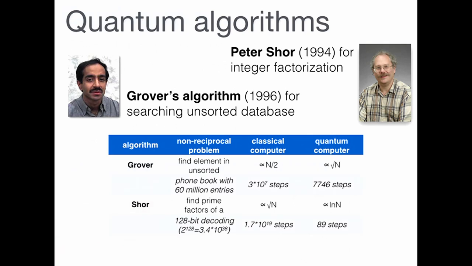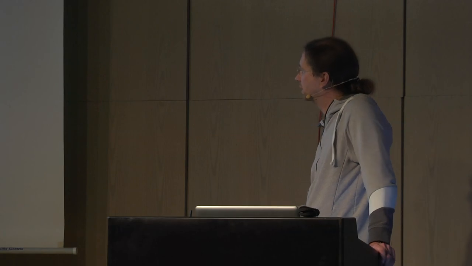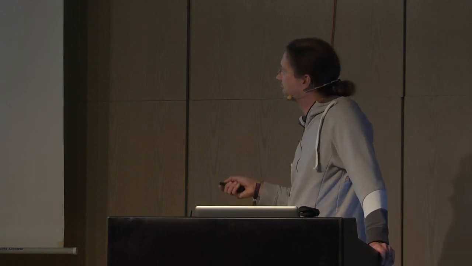In fact, I told you I'm not really strong in quantum algorithms, but I show you at least the more famous algorithms that were found. And they were actually found quite some years ago, 1994 and 1996. The Shor algorithm, which is for integer factorization, I talked about. You see here, in a typical example, a classical computer would need 10 to the power of 19 steps, while the quantum computer only needs around 90 steps. And the same for the phone book, 60 million entries.